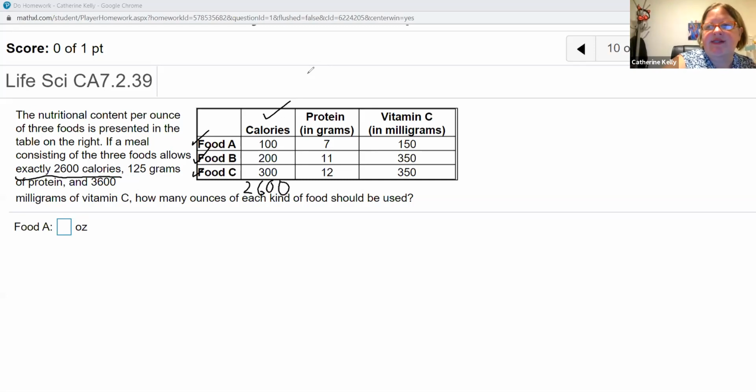And then it says, the next thing says 125 grams of protein. So I go under protein and I put 125 grams. And then the last thing says 3,600 milligrams of vitamin C. So that's going to be 3,600 milligrams of vitamin C.